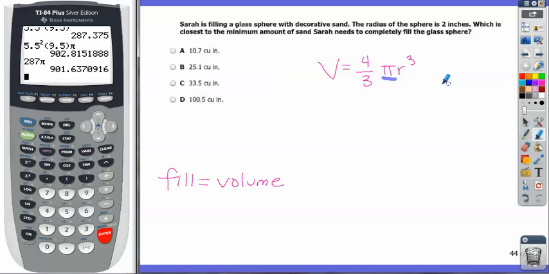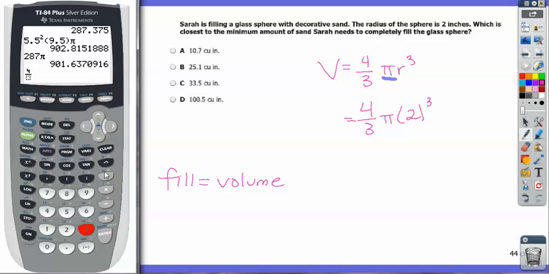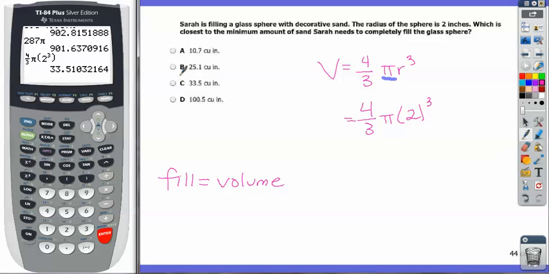So the radius is 2. So this is pretty straightforward. That's probably why they didn't give me a picture. 4/3 pi times 2 cubed is going to be my answer. I just need to plug that into my calculator. Alpha y equals 4/3 pi and 2 caret 3 to give me my 2 cubed. And what do I get? 33.5, which is C.